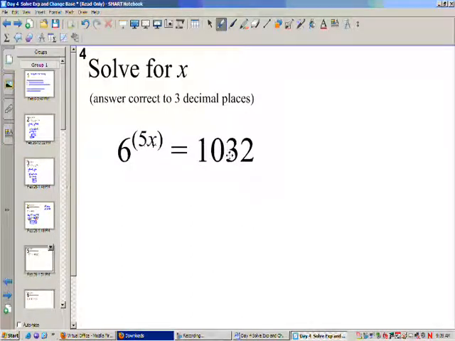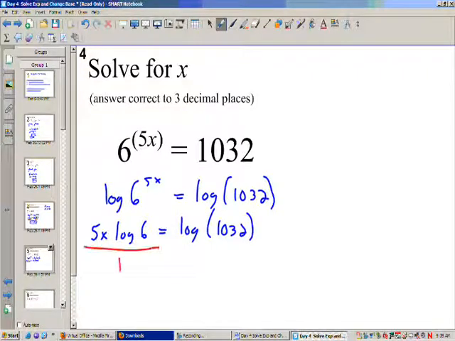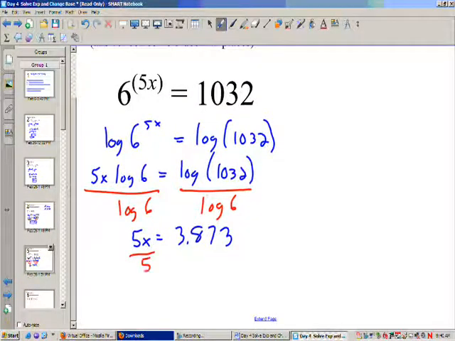Alright, now let's look at this. 6 to the 5x is equal to 1,032. So what I would do is log both sides. Log of 6 to the 5x is equal to log of 1,032. So 5x times log of 6 is equal to log of 1,032. Divide both sides by the log of 6. So I would still have 5x is equal to, let's see what this is, log of 1,032 divided by the log of 6. I get 3.873. And now to solve this, I need to divide by 5 on both sides to find my value for x. So my x value is going to be 0.775.